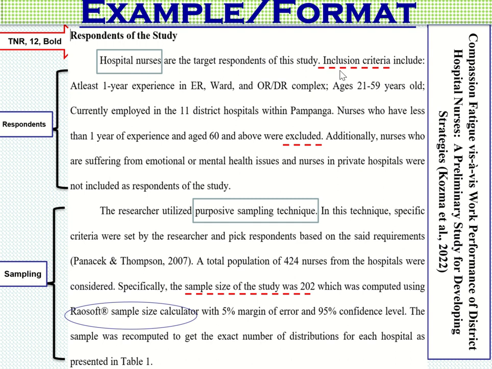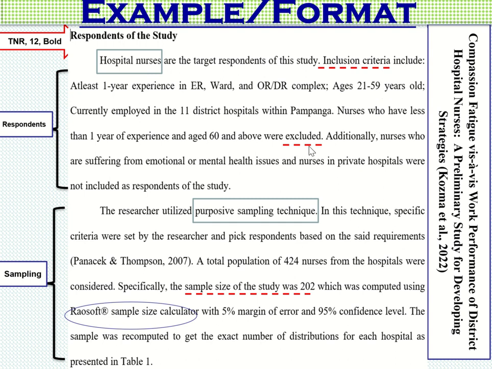So these are now the inclusion and the exclusion criteria in the study. Inclusion criteria: at least 1 year experience in the ER, ward, and OR/DR complex, ages 21 to 59 years old, etc.